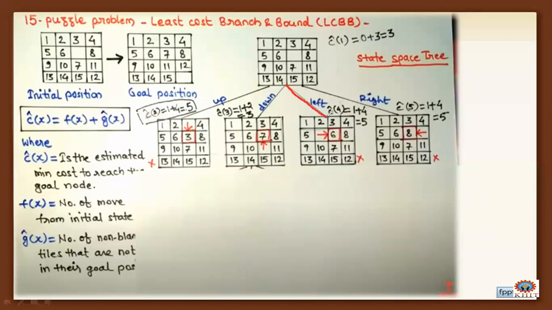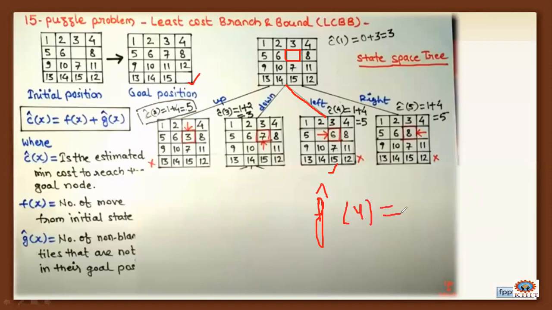Left move. When I apply the left move, the empty tile goes left. When the empty tile goes left, 6 will be placed here. So this is the method. Now you need to calculate C cap of 4. Comparing for C cap of 4, F of 4 is only one more change, that is 1. And now you can compare this matrix with the goal matrix. How many changes are there? You can find out easily the value of G cap of 4.